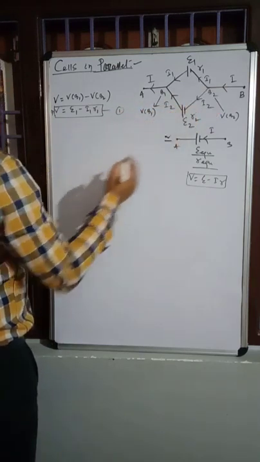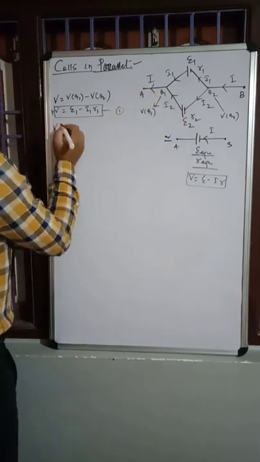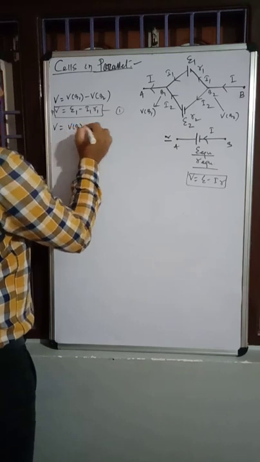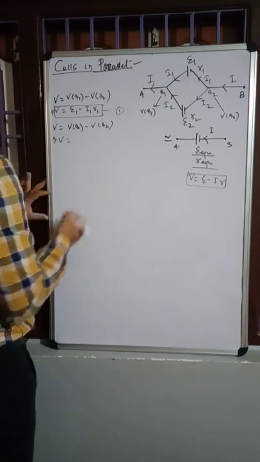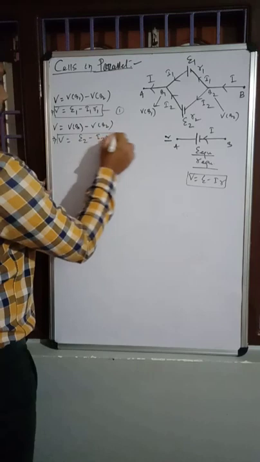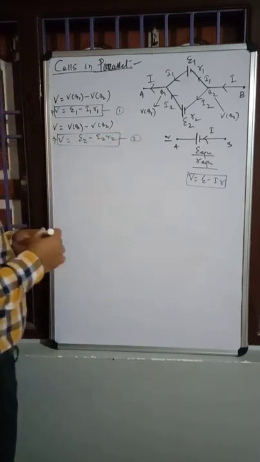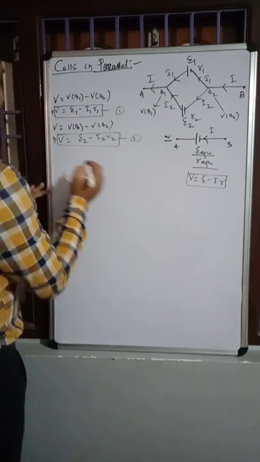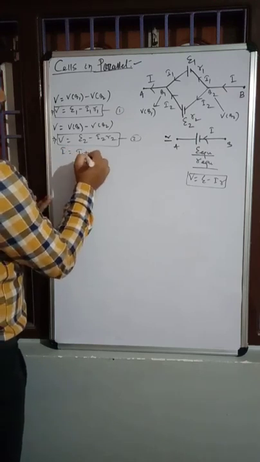Similarly for the second cell, if the current flows from B, B2, E2, B1 and A, the same potential difference V will be equal to VB1 minus VB2. Hence V will be equal to, in this case, E2 minus I2 R2. Let this be equation number 2. Now you can see that at this point the net current I equals I1 plus I2, equation number 3.